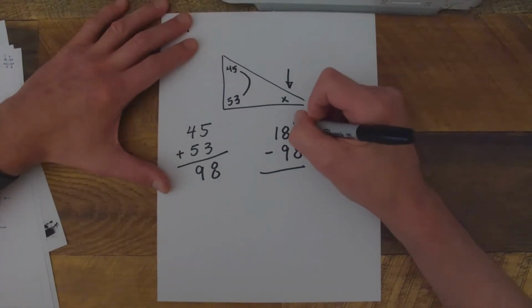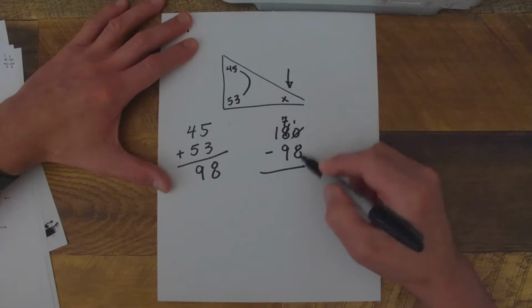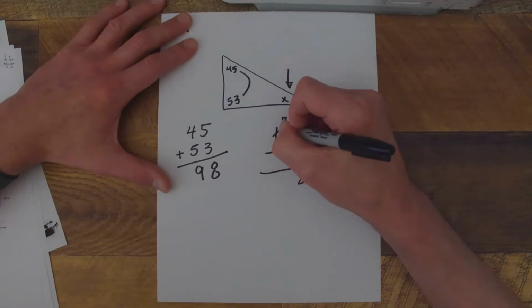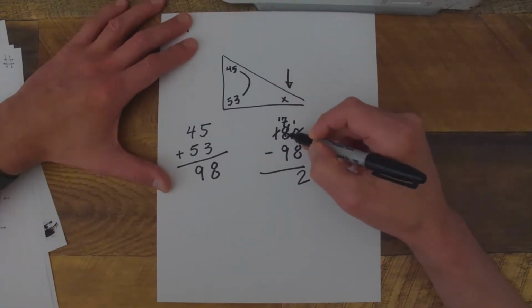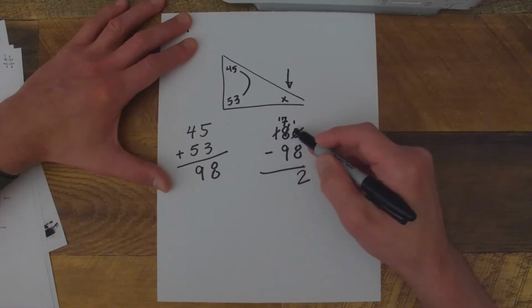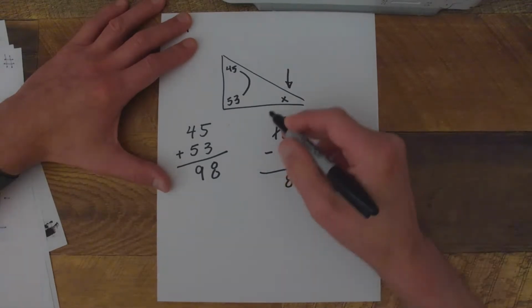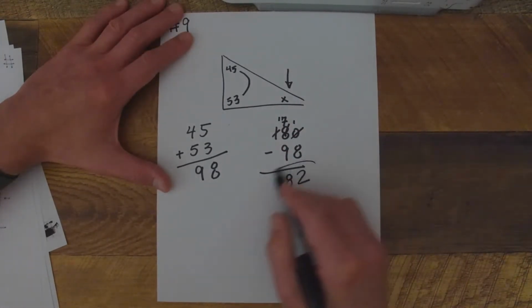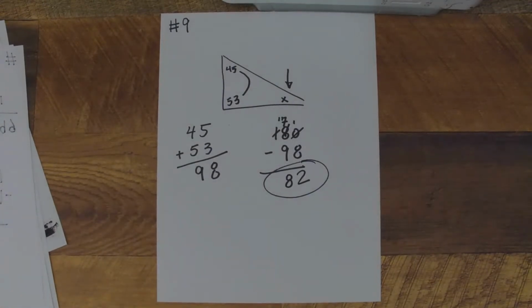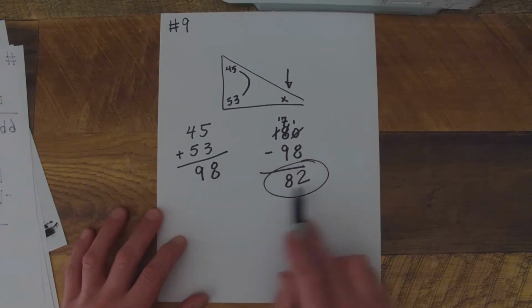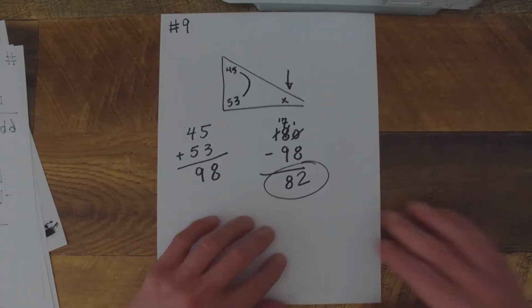Okay. So we're going to have to borrow one from our neighbor here. 10 minus 8 is 2. We're going to have to borrow one from our neighbor here. 17 minus 9 is 8. So we get 82, and we have nothing left in this column. The other angle must be 82 degrees. And you can check to see if you did it right. If you're like, I haven't done subtraction in a really long time, did I do these right? Well, add these two together, and they should equal 180 degrees if you did it right, which we did.